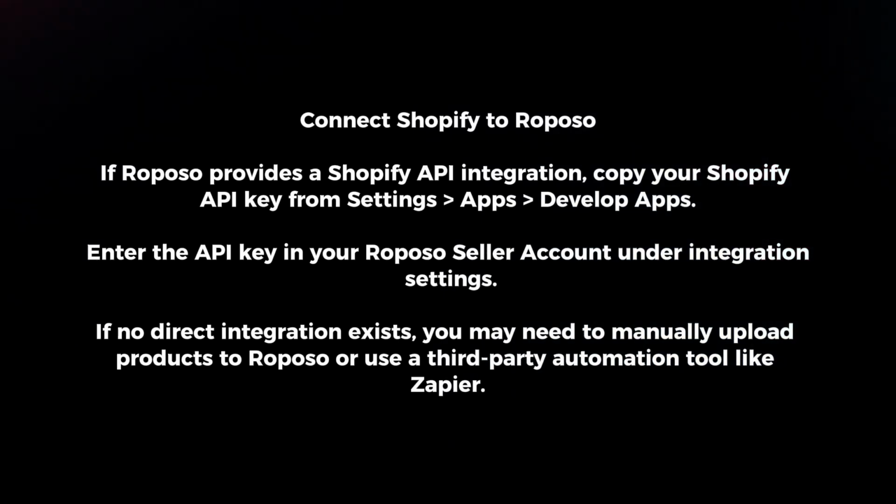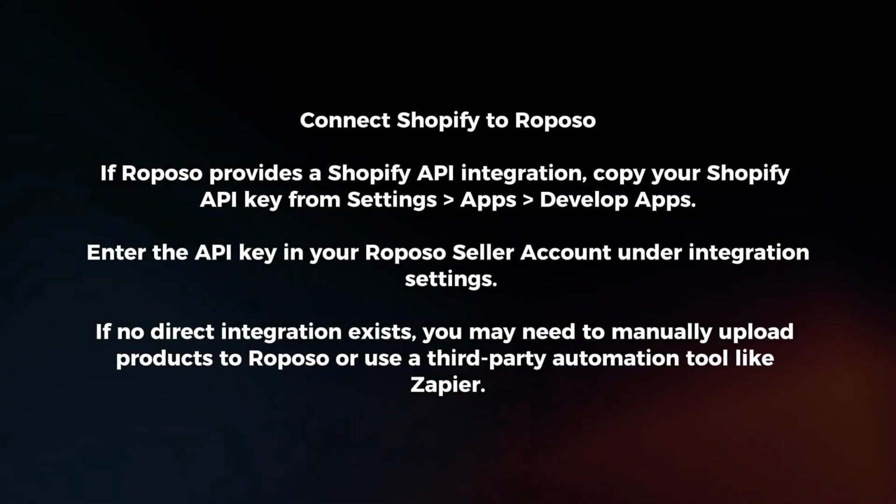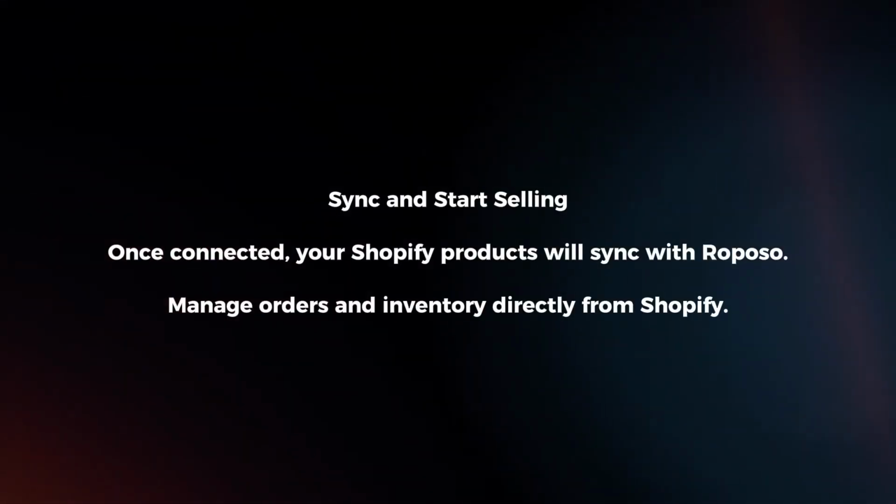If no direct integration exists, you may need to manually upload products to Roposo or use a third-party automation tool like Zapier. Sync and start selling.